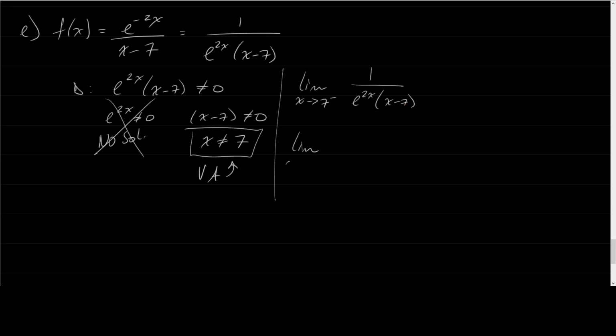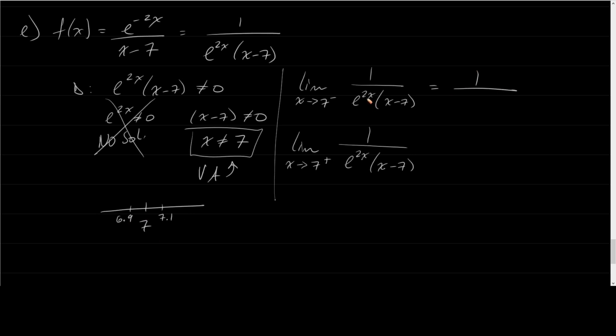And also the limit as x approaches 7, I think I said right before, I meant left, of 1 over e to the 2x times x minus 7. And this one is from the right. So we're looking at the number line here, 7. So something like 6.9 and 7.1, all right, from the left and the right.